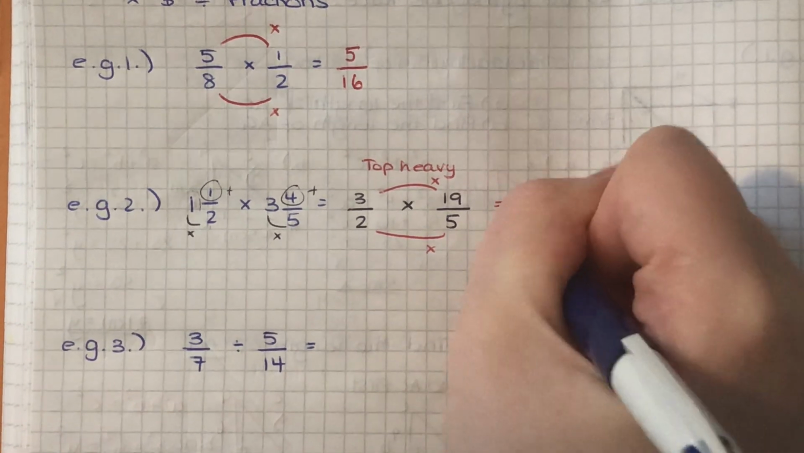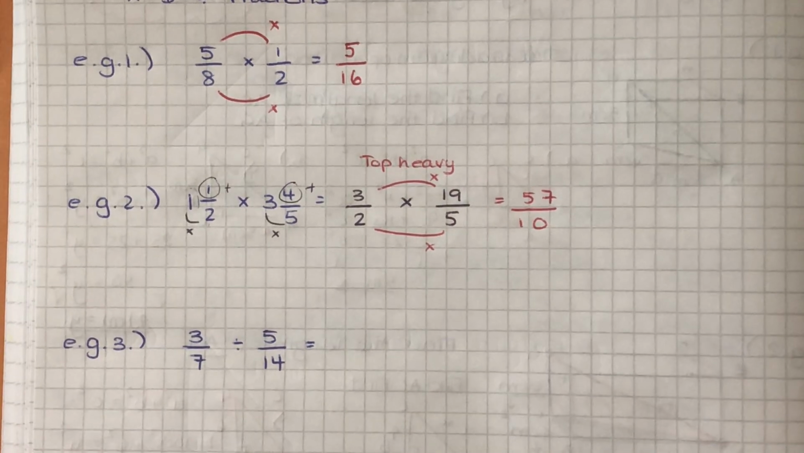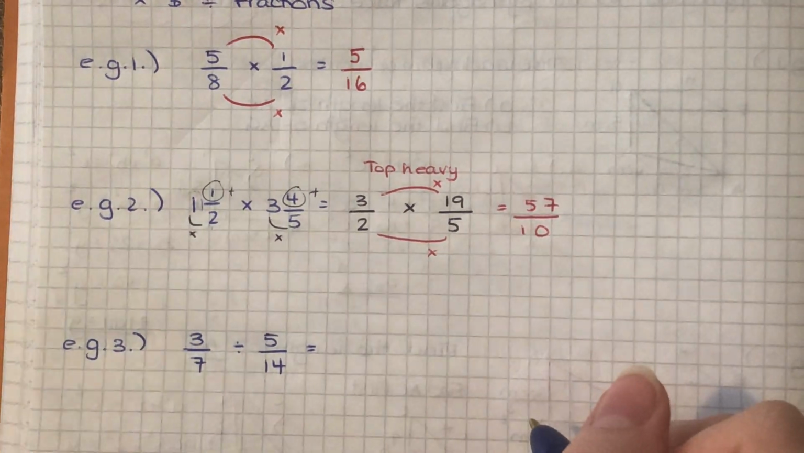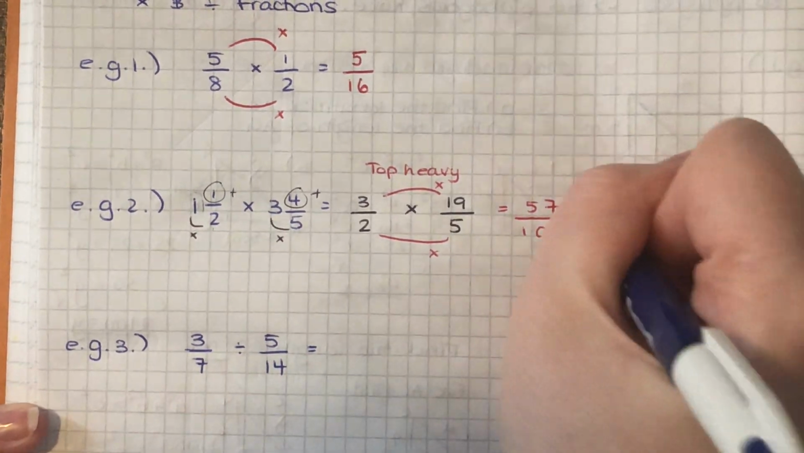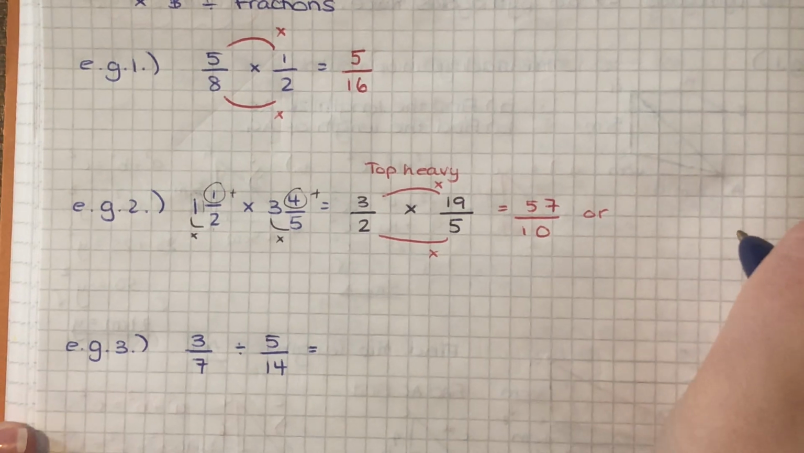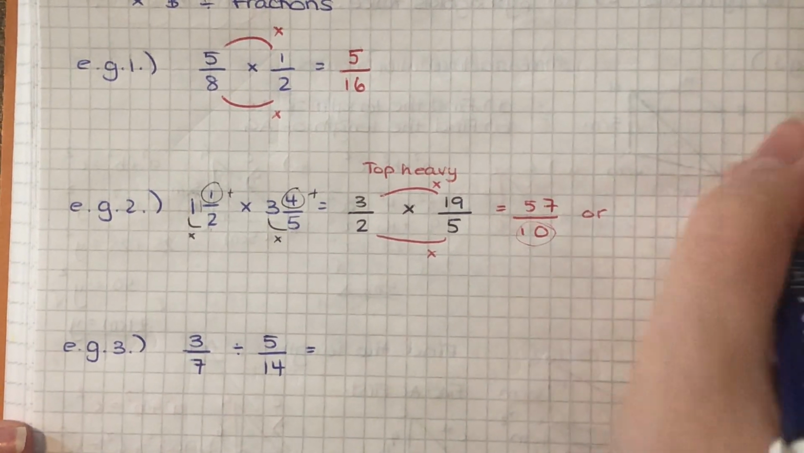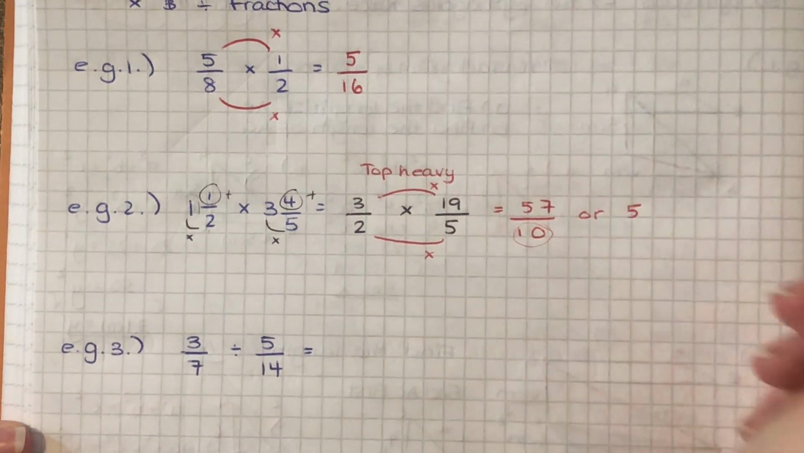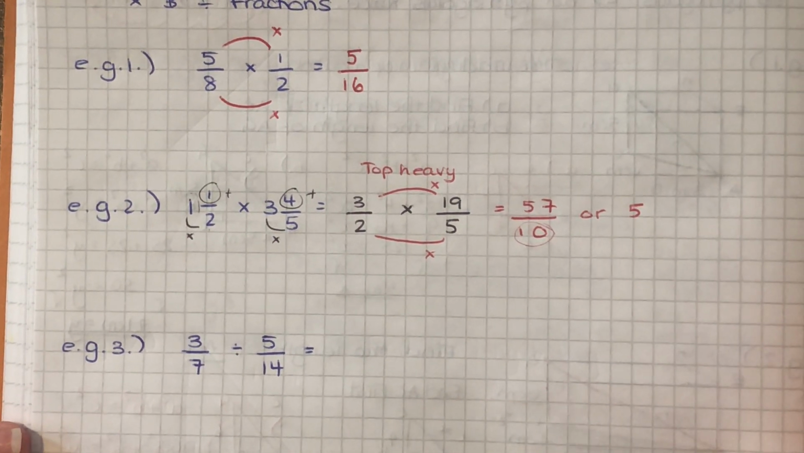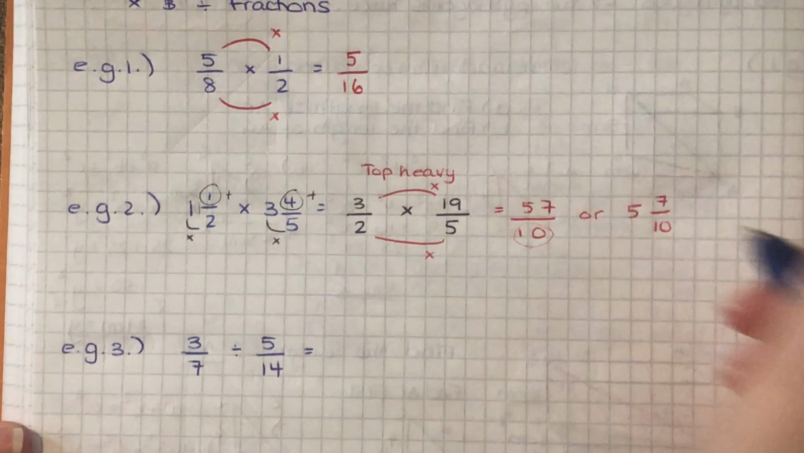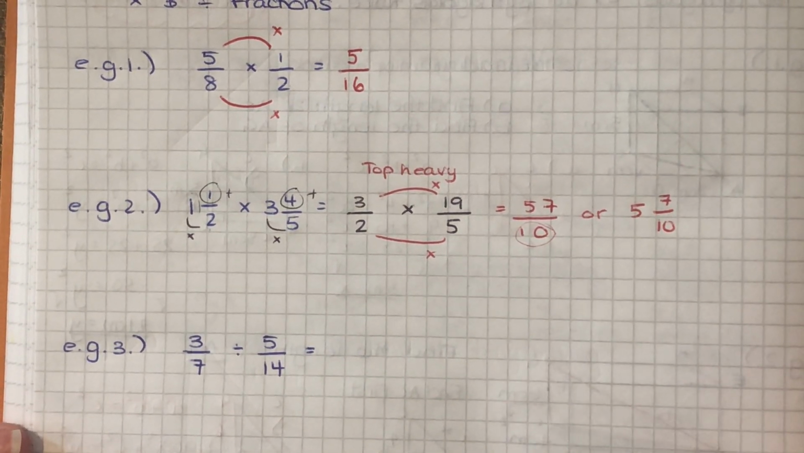57 over 10. Now depending on the question, if it doesn't specify which one they want, you can just leave it as that. But for good practice, I'm going to write it as a mixed number. So how many 10s go fully into 57? That would be 5, because 5 times 10 gives you 50. But we've got 7 left over, so it would be 5 and 7 tenths.